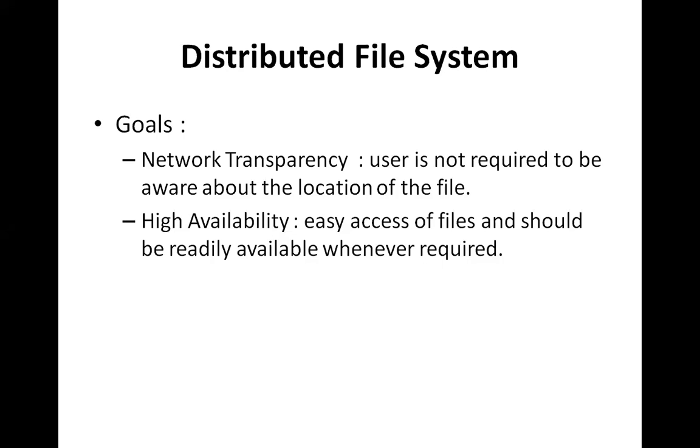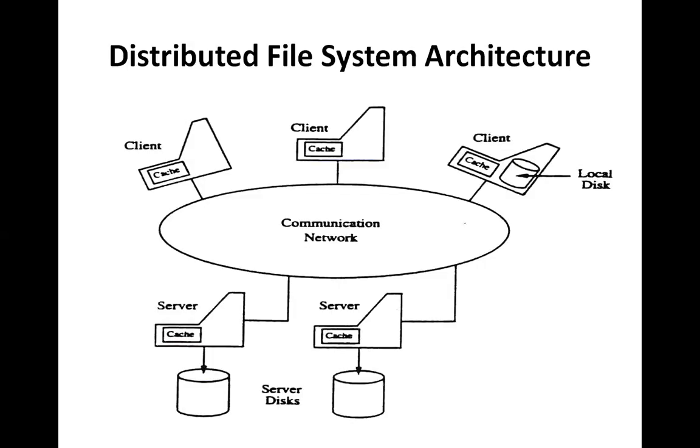So with these two goals, with network transparency, the location of the file which any user wants to access should not matter, and with high availability, whenever it is required to access a file, it should be available. There are several distributed systems which have been developed, but we will be discussing the most used distributed file system structure.